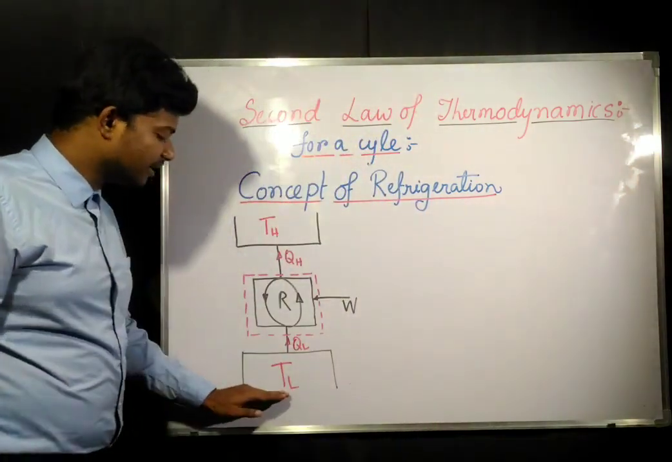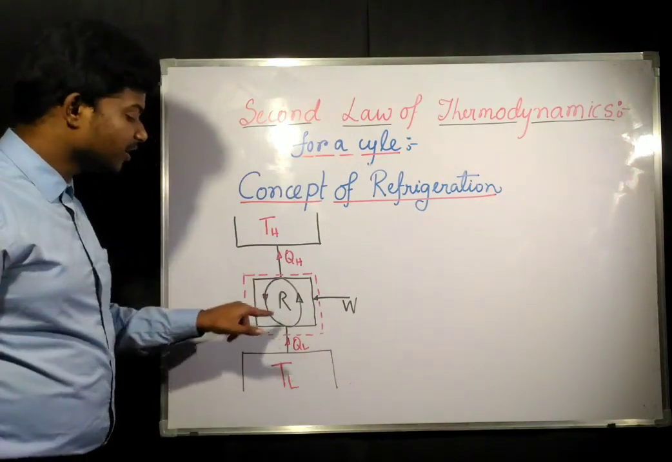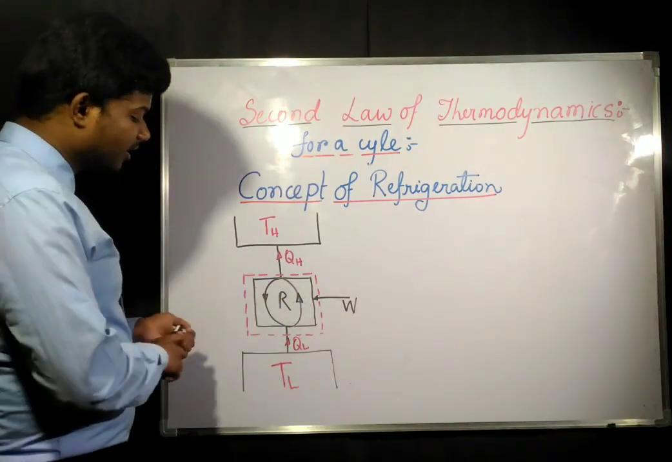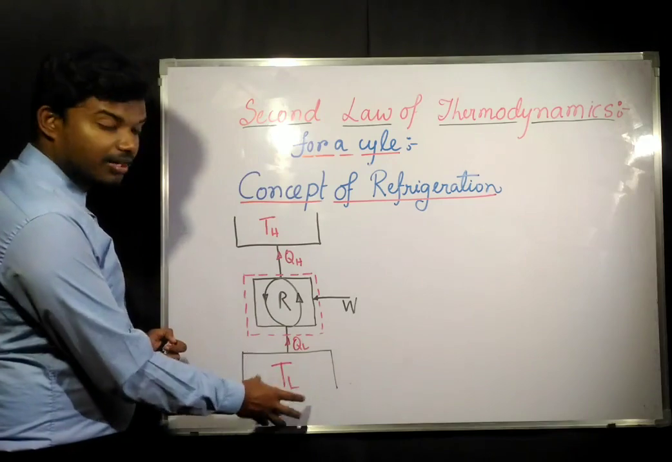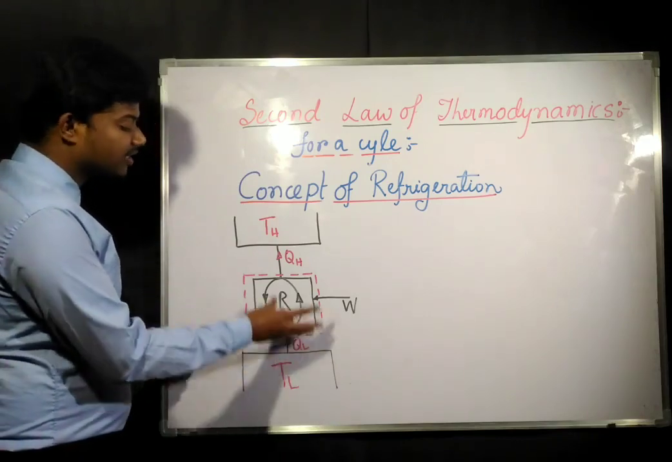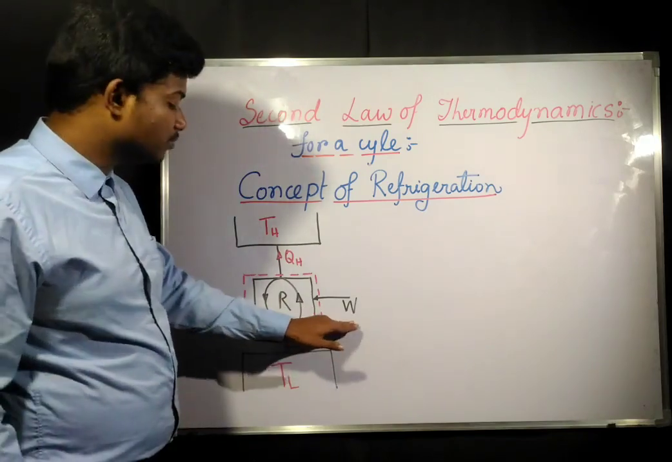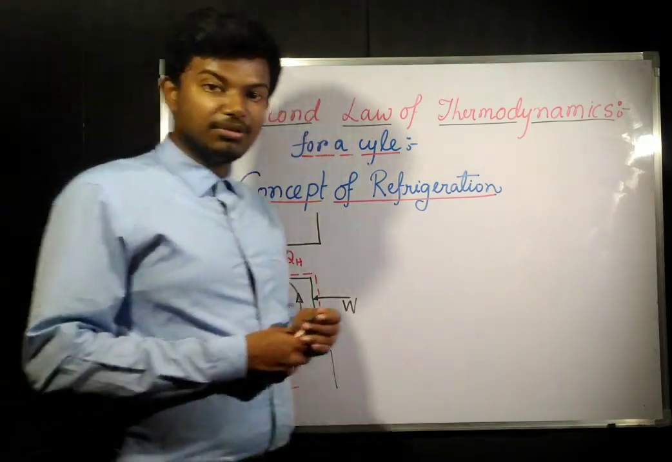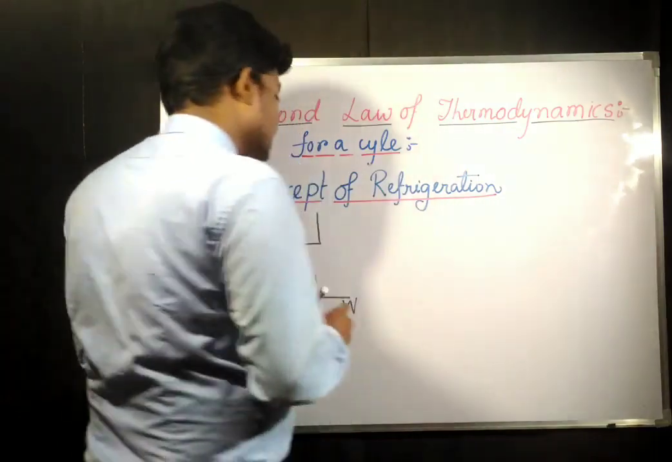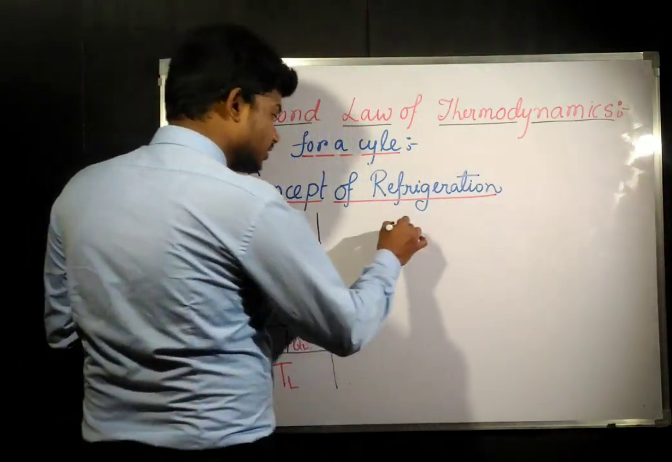That's why, to maintain the temperature at a lower temperature, we need a cycle. Again, to take out heat from the lower temperature and give it to the higher temperature, we need some work input. This work input is W. Now, if we analyze the efficiency and all, that means what?